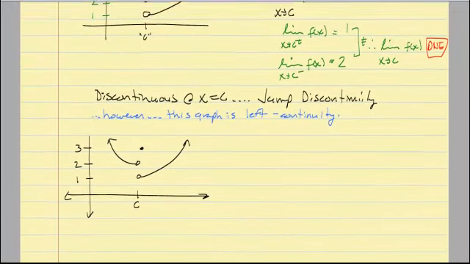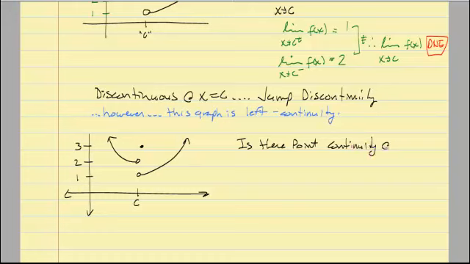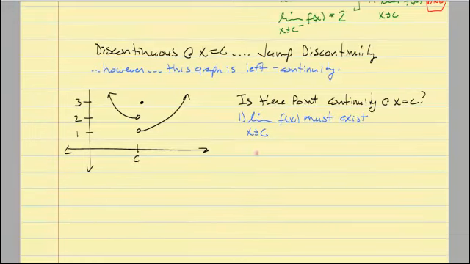So the question is, do I have continuity at c? So is there point continuity at x equals c? Well, remember, there's a list of things I need to check. The first criteria I need to check is the limit as x approaches c of f of x must exist. In order to determine whether a limit exists or not, I need to check it from the left and from the right. So I have to take the limit as x approaches c from the right, and I have to take the limit as x approaches c from the left.